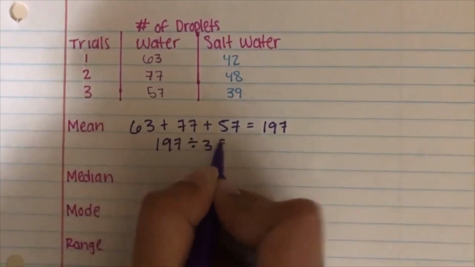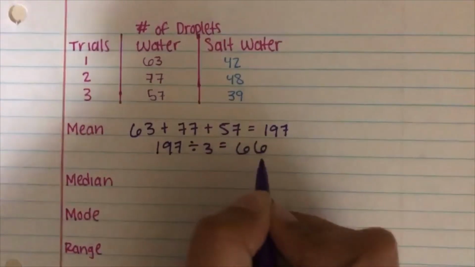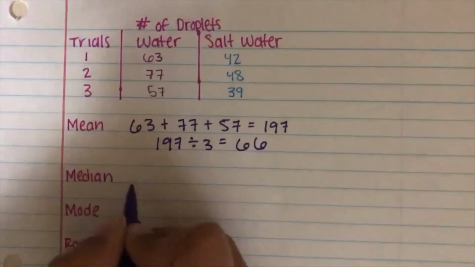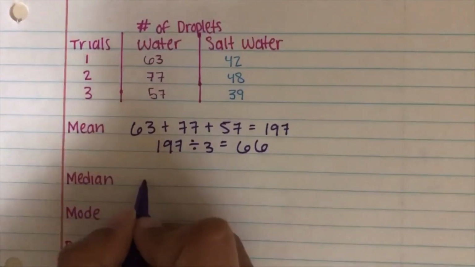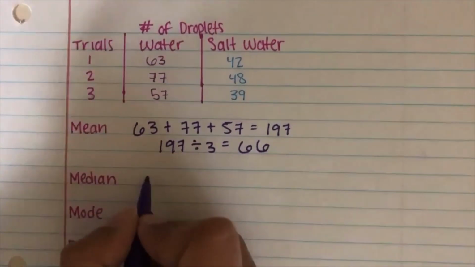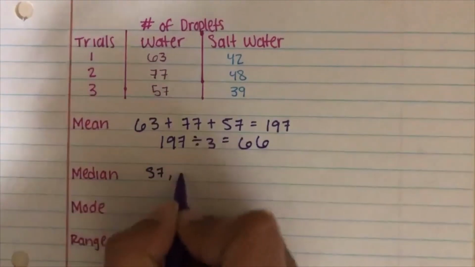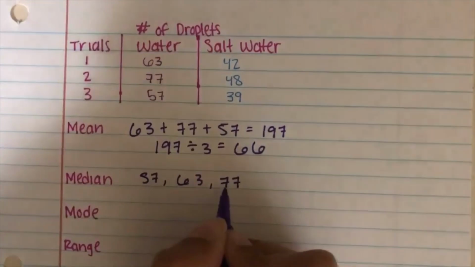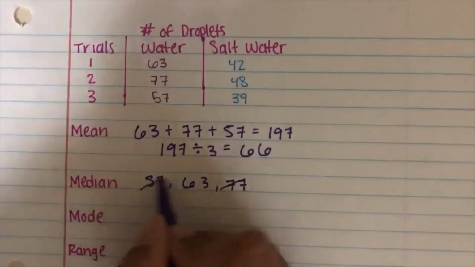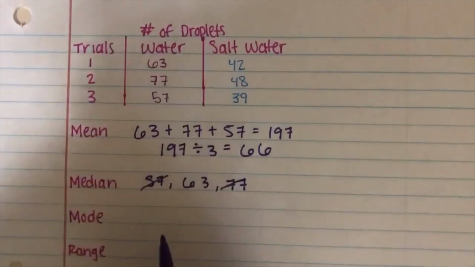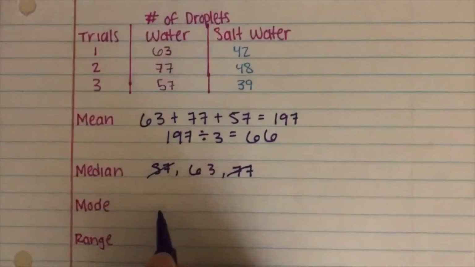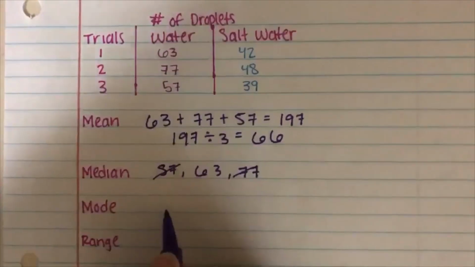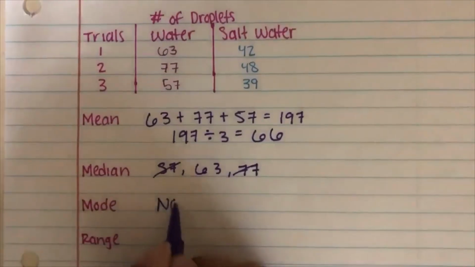That equals 66. So that is our mean. For the median, we need to order our values from least to greatest, which is 57, 63, and 77. So then we find the value in the middle. That is 63. For the mode, we need to find which value comes up most often. None of the values repeat, so we have no mode.